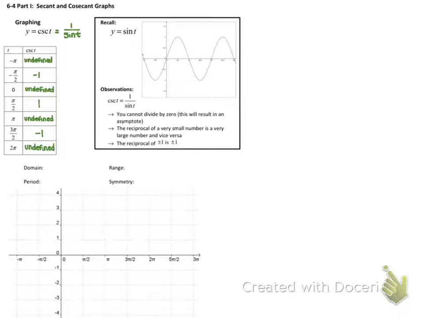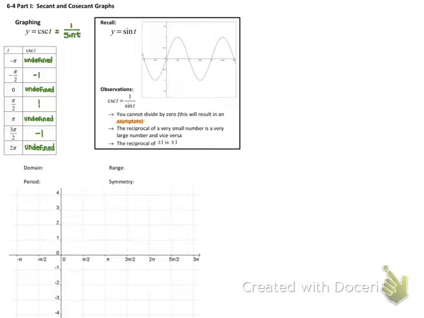Okay, so a couple things. You can't divide by 0, so that's why we have undefined in our table, but over here, it's undefined and it's an asymptote, okay? So those are going to be vertical asymptotes. Another thing, the reciprocal of a very small number is a very large number and vice versa, and we'll talk about that in a second. And then, obviously, the reciprocal of positive or negative 1 is the same thing.